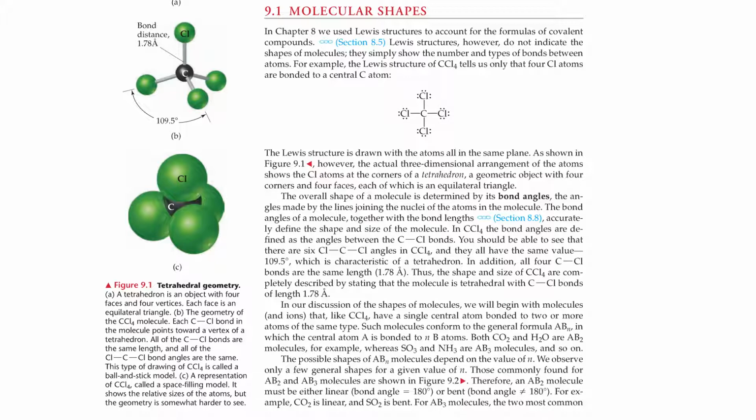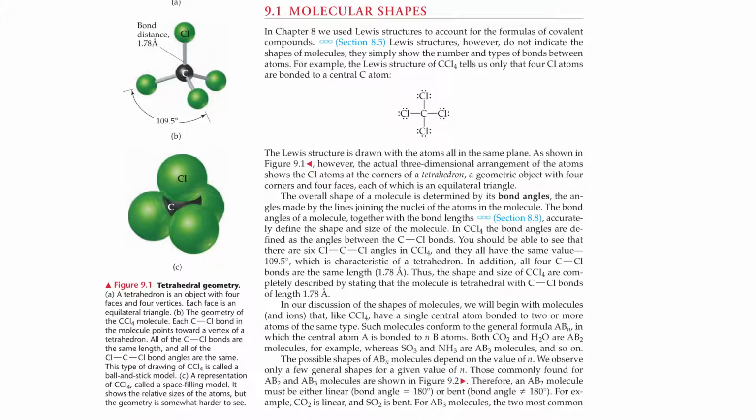As shown in Figure 9.1, however, the actual three-dimensional arrangement of the atoms shows the chlorine atoms at the corners of a tetrahedron, a geometric object with 4 corners and 4 faces, each of which is an equilateral triangle. The overall shape of a molecule is determined by its bond angles, the angles made by the lines joining the nuclei of the atoms of the molecule. The bond angles of a molecule, together with their bond lengths, accurately define the shape and size of the molecule.